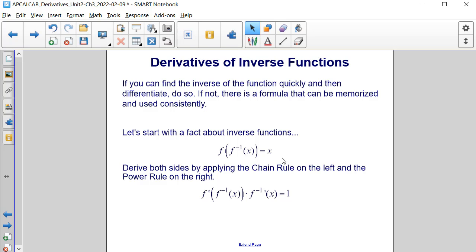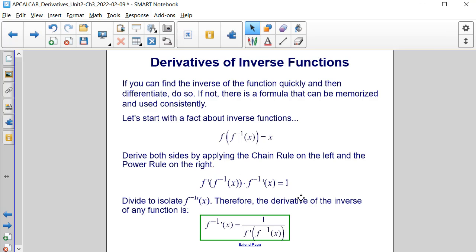Then we differentiate both sides of this equation by applying the chain rule on the left and the power rule on the right. So f prime of f inverse of x times the derivative of f inverse of x is equal to 1. Divide to isolate the derivative of f inverse of x. Therefore, the derivative of the inverse of any function is 1 divided by f prime of f inverse of x.